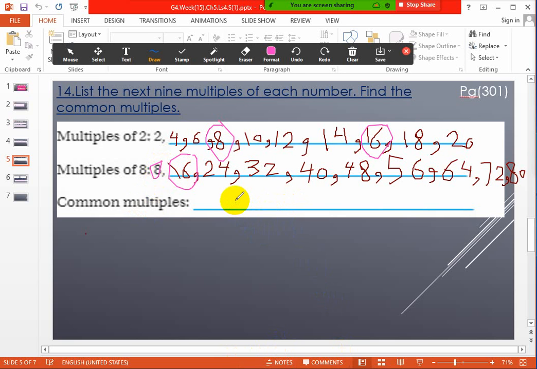Stop typing now on the chat and write the answers, please, in your book. Write the answers in your book quickly. Okay, now did you finish? Did you finish, girls? If you finish, type 1 in the chat. If you don't, please type 0.